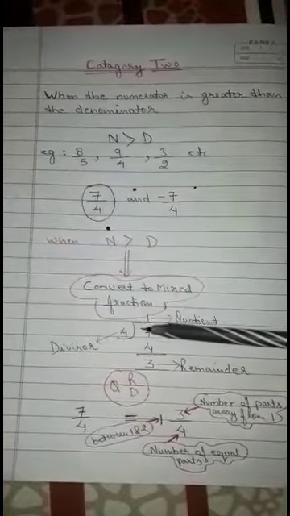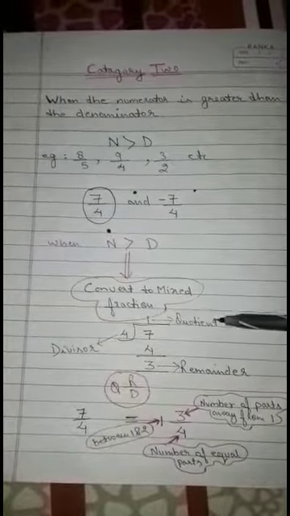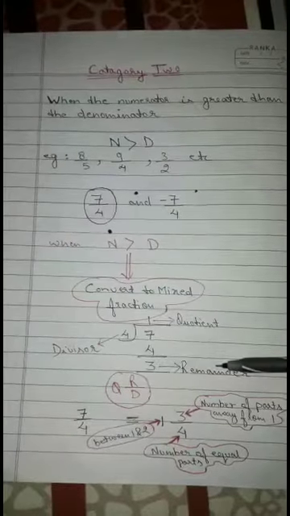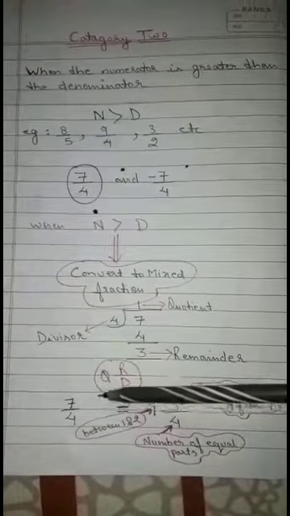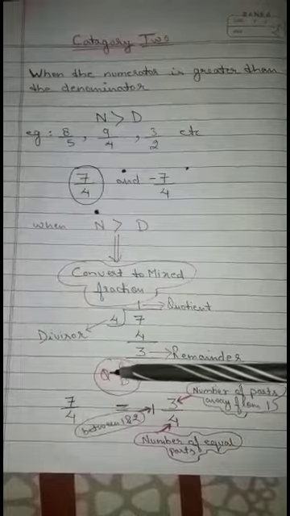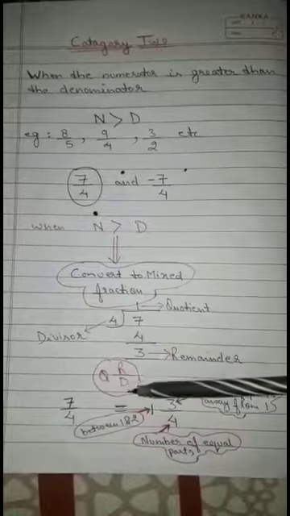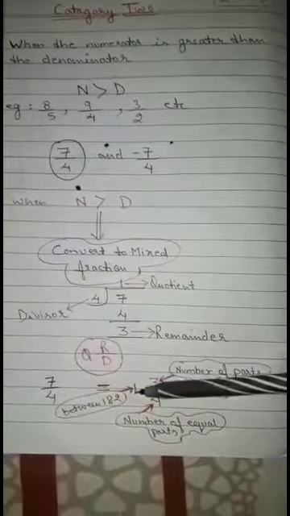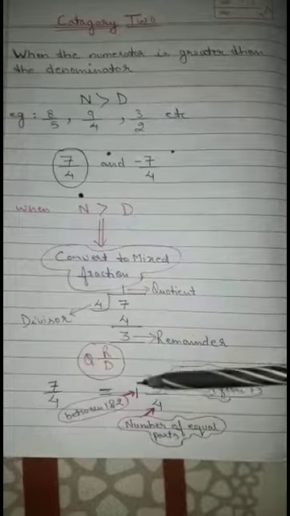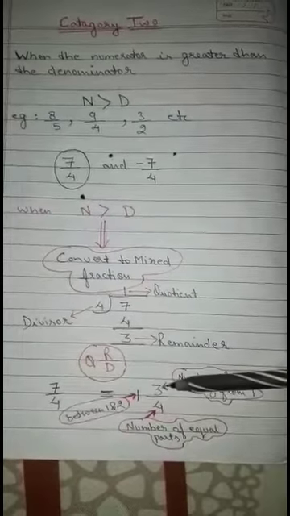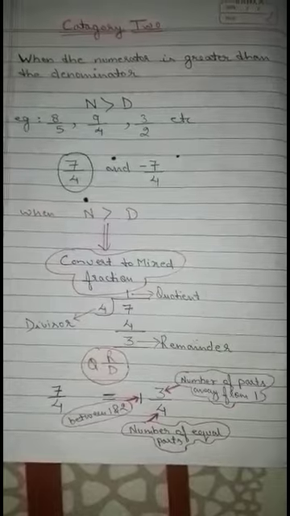Now to convert it into a mixed fraction, we first divide this numerator by the denominator. So what are we getting? We are getting 1 as the quotient and 3 as the remainder, and this 4 is the divisor. Now 7 upon 4 in mixed fraction will be written like this. Quotient will come over here, remainder here, and divisor over here. So it is written like this: 1 whole 3 upon 4. This is a whole number 1, and this 3 upon 4 is a proper fraction.